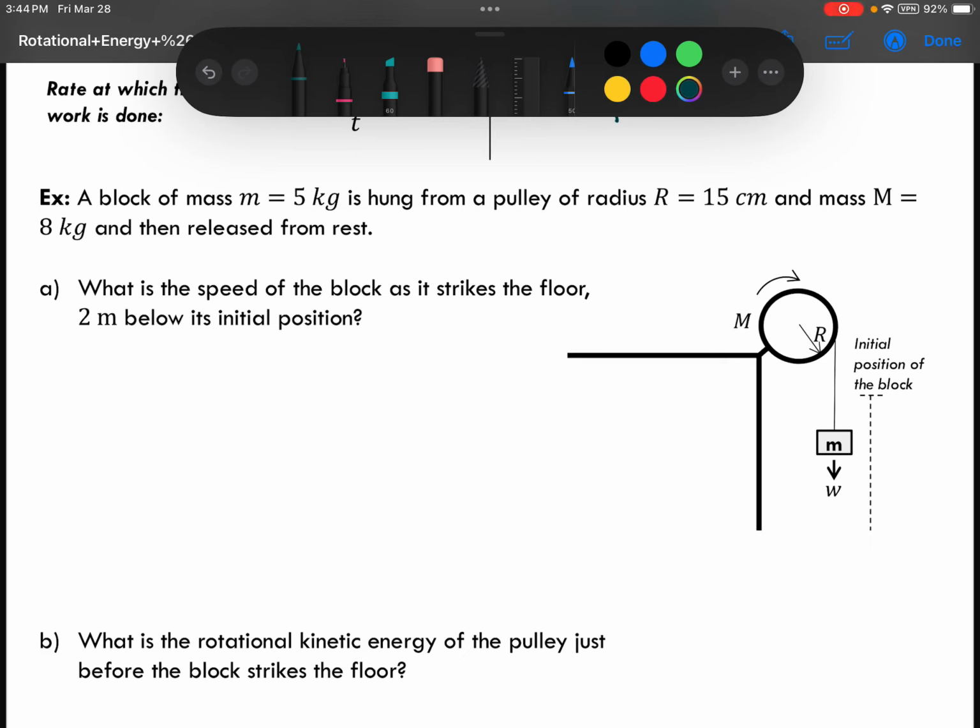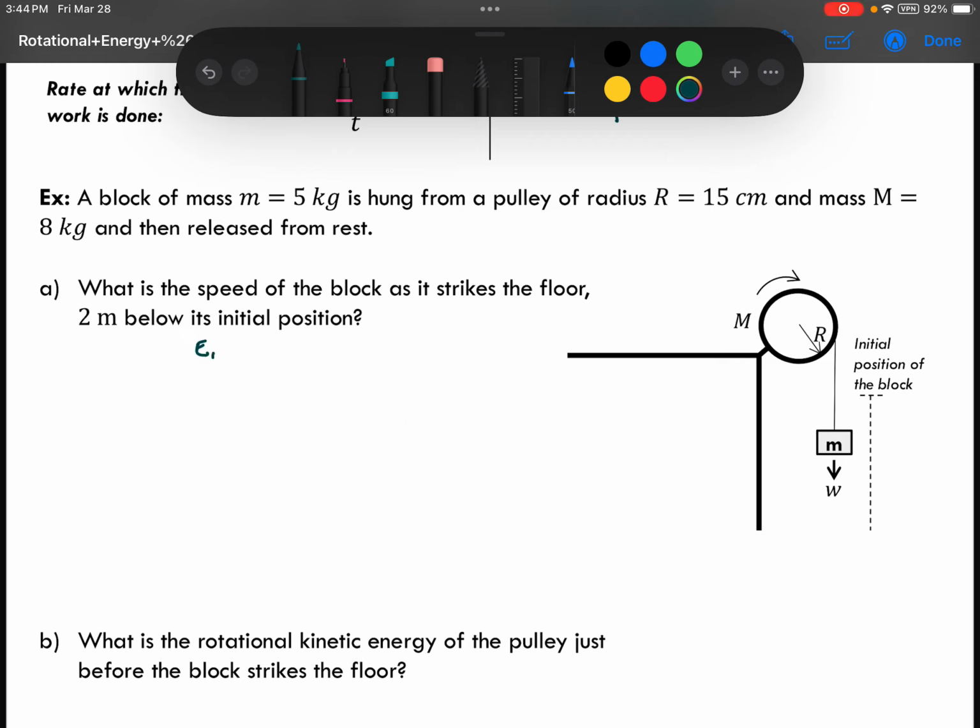In this example, we have a block with a 5 kilogram mass hung from a pulley with radius 15 centimeters and a mass of 8 kilograms, and released from rest. First, we're asked to find the speed of the block as it strikes the floor 2 meters below its initial position. So we're going to use conservation of energy to approach this problem.